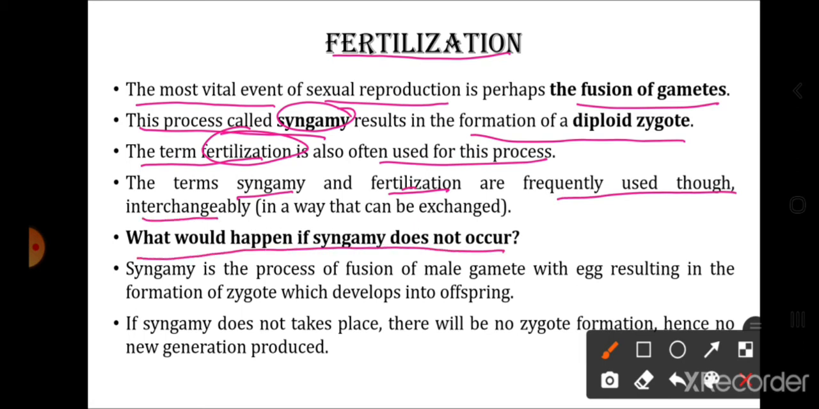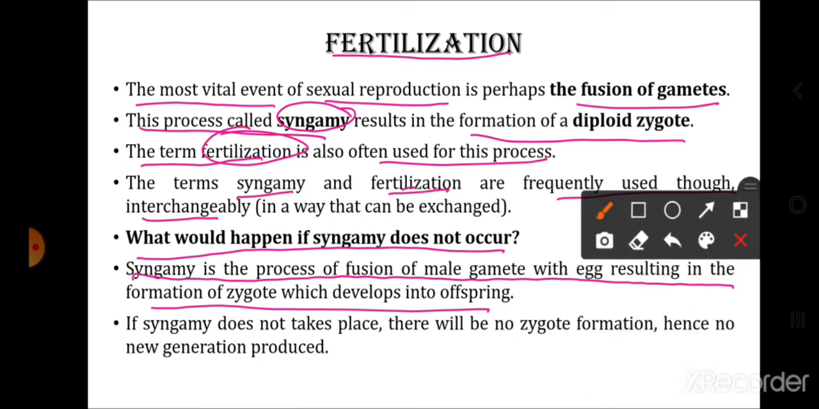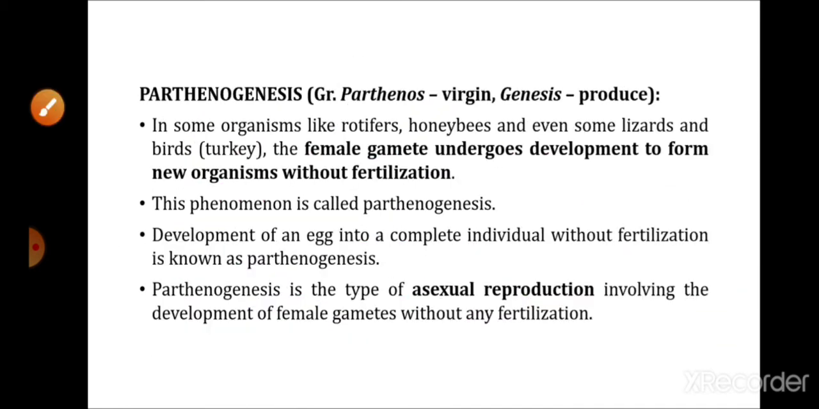Now what would happen if syngamy does not occur? What would happen in the sexually reproducing organism if the process of fertilization does not occur? Now we know that syngamy is a process of fusion of male gamete with egg resulting in the formation of zygote, and it is the zygote which will lead to the development of the offspring. So if syngamy does not take place, there will be no zygote formation, hence no new generation produced.